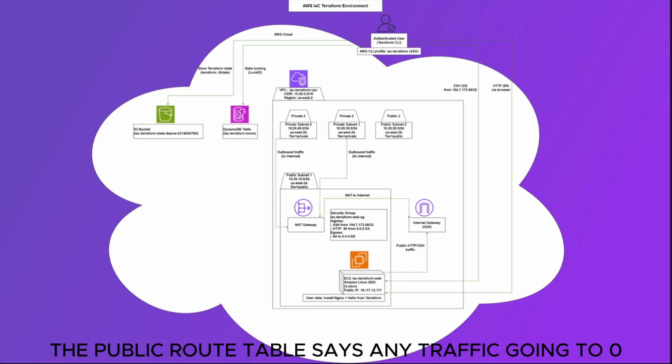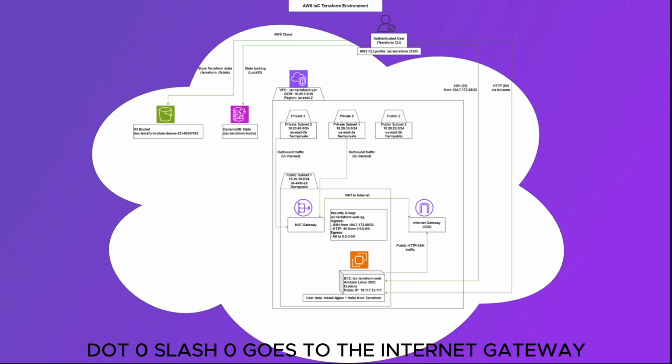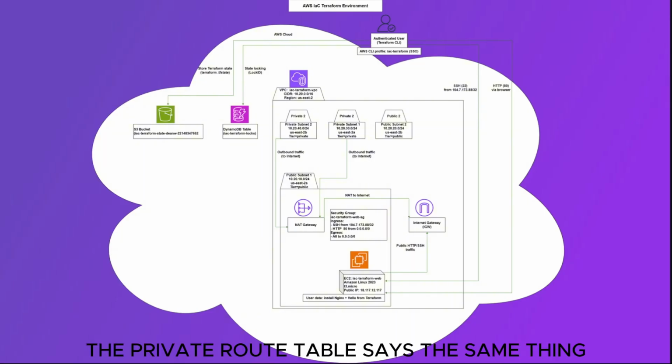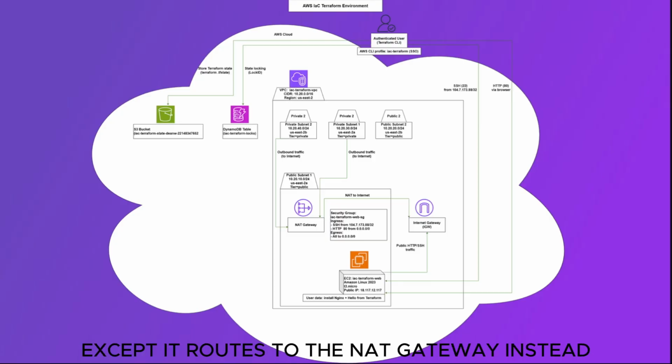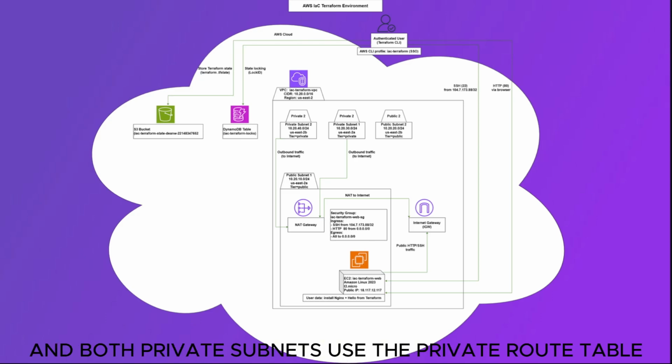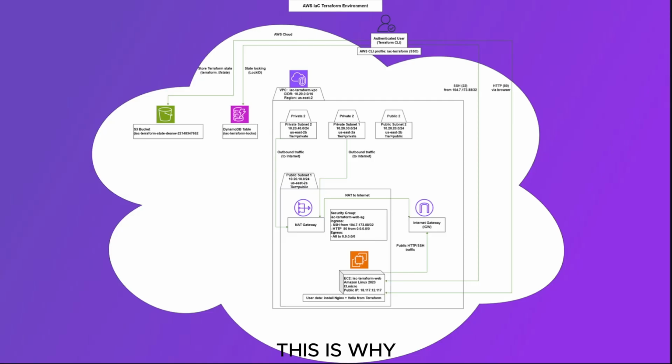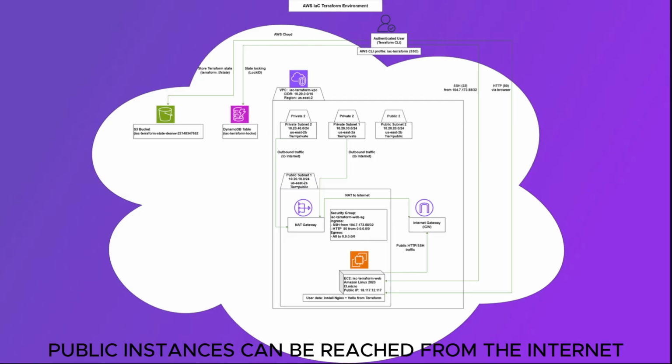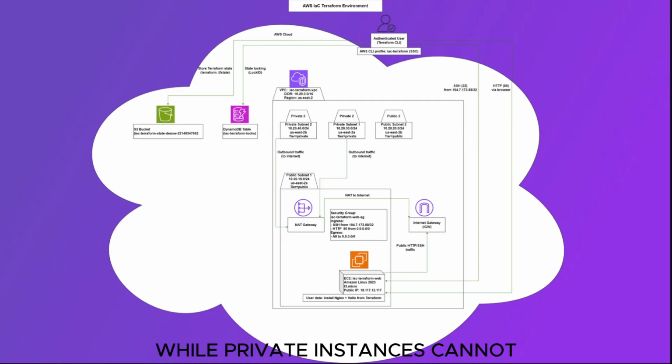Behind the scenes, route tables control all this traffic direction. The public route table says any traffic going to 0.0.0.0/0 goes to the Internet Gateway. The private route table says the same thing except it routes to the NAT Gateway instead. Both public subnets use the public route table, and both private subnets use the private route table. This is why public instances can be reached from the internet while private instances cannot.